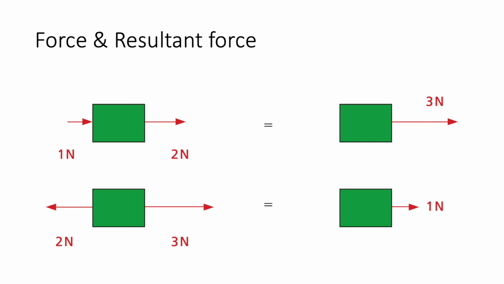If more than one force is acting on an object, we have to find the resultant of the forces. In the upper picture you can see a 1 Newton force and a 2 Newton force acting along the same line, so the resultant is 3 Newton. Now in the second picture at the bottom you can see a 2 Newton force acting towards the left and a 3 Newton force acting towards the right. So the resultant force is 3 minus 2 equals 1 Newton.